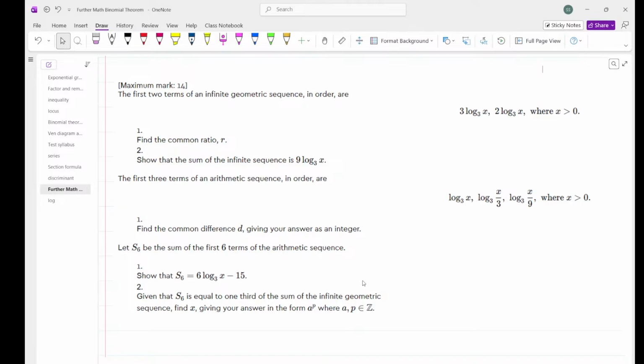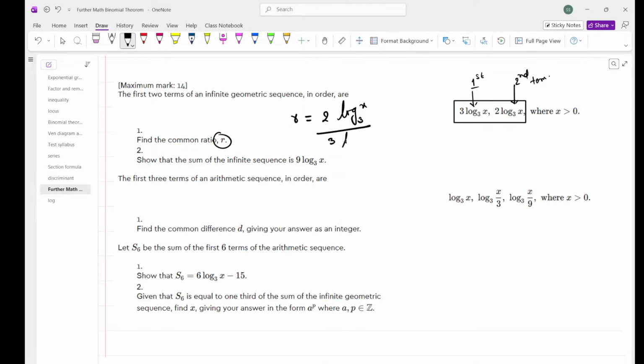Why are you going in such a complicated way? Wait, this is asking you the common ratio. This is a geometric sequence in order, right? So suppose this is the first term, then this should be your second term, correct? So what's the common ratio? Second term upon first term. So you should write first 2 log 3x upon 3 log 3x. Can you simplify it? Why not, we can cancel this out. So its ratio is 2 over 3. What's the problem?